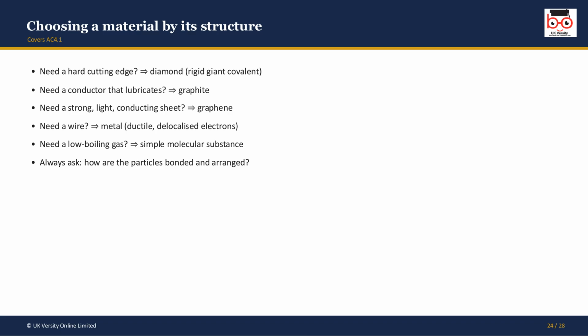Let's turn all this into practical thinking. Need a hard cutting edge? Reach for diamond, a rigid giant covalent structure. Need a conductor that also lubricates? Graphite. Need a strong, light conducting sheet? Graphene. Need a wire? A metal, ductile with delocalized electrons. Need a low boiling gas? A simple molecular substance. In every case, the question to ask is the same. How are the particles bonded and arranged?